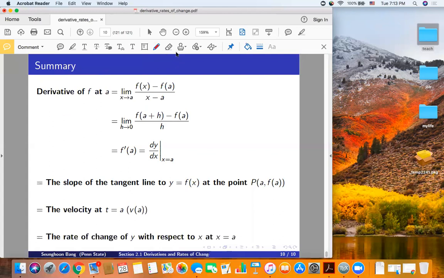Okay, so this is all for today's lecture. Do you have any question? F prime of a is the slope of the tangent line. Yeah, you're correct. F prime of a is exactly the slope of the tangent line. Yep, you're right.